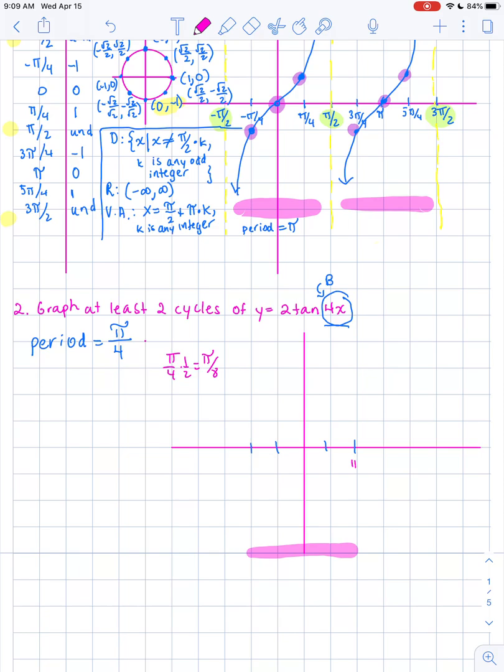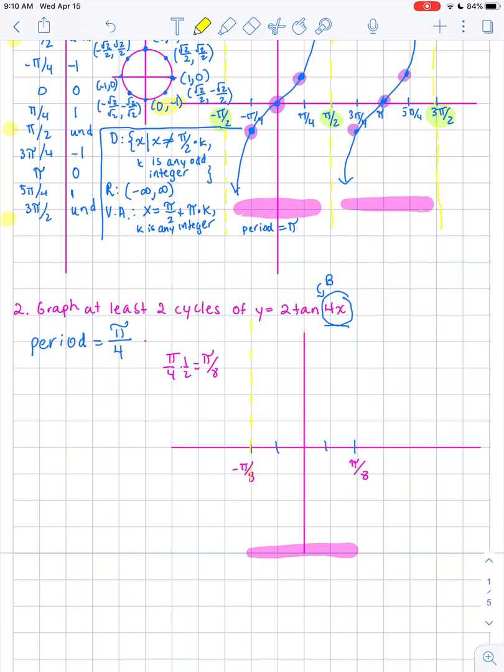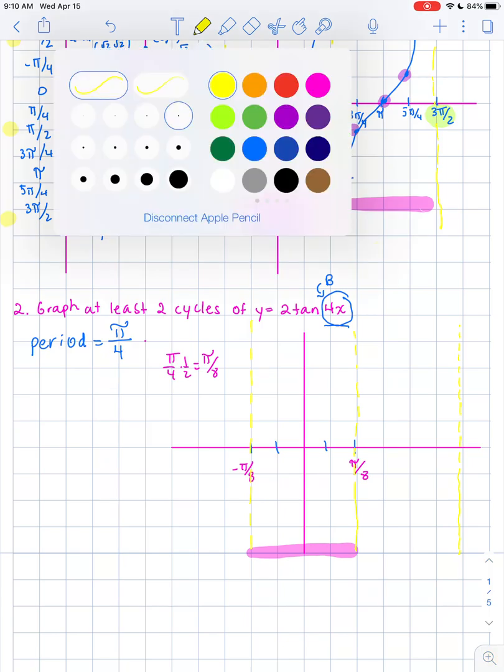So that's going to give me the values at which I have my vertical asymptotes: pi over 8 and negative pi over 8. We'll go ahead and draw my vertical asymptotes at those values, negative pi over 8 and pi over 8. Then from there, we can draw the next vertical asymptote pi over 4 units to the right, because we want to complete 2 cycles. Of course, you can also go pi over 4 units to the left of negative pi over 8 as well. That wouldn't be incorrect. And then from there, you have your coordinate points.